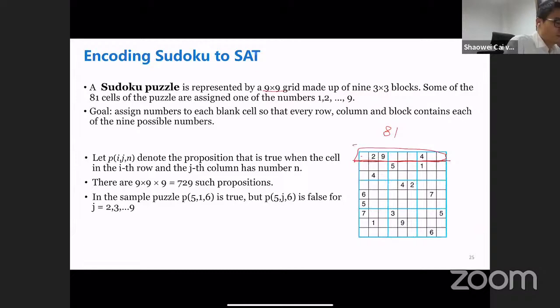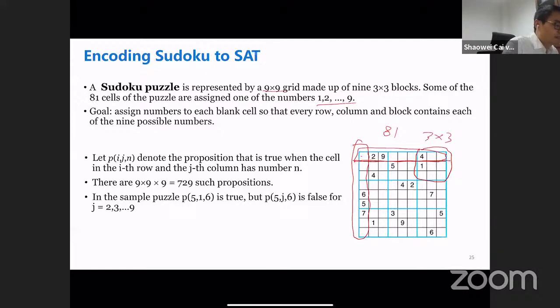And then for each column, we also need to assign the numbers 1 to 9. Each of them corresponds to a cell, and we make sure that they are different in the same column. And also we have the 3 by 3 squares, and we need to also make sure that no 2 cells in the same square share the same number.